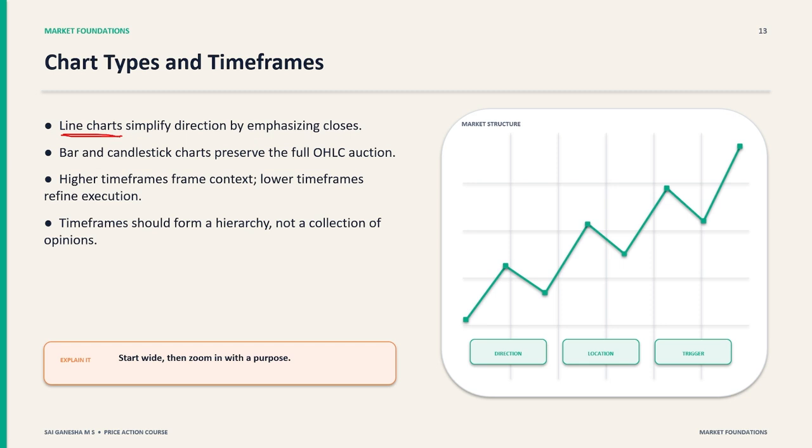Yeah, line charts. A line chart is the simplest one. It normally connects the closing price and gives us a clean view of the overall direction. Like, see, what you see here is a line chart.